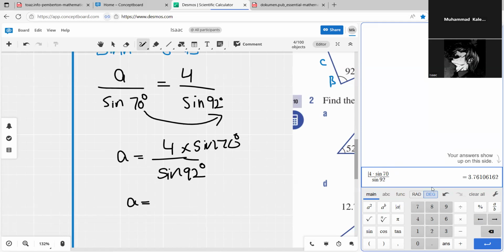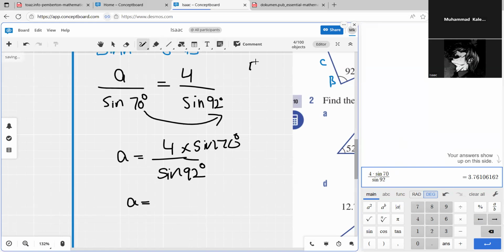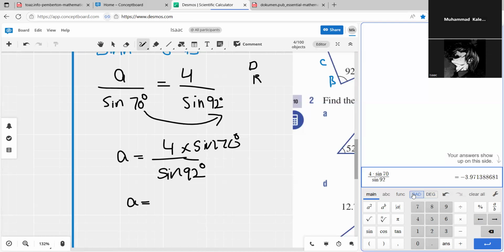Even in your calculator there will be an indicator, somewhere it's written D or R. If it is R, change it into D. If it is D, then it's okay. If I change to radian, we will get a different answer. So this is the right answer, okay?